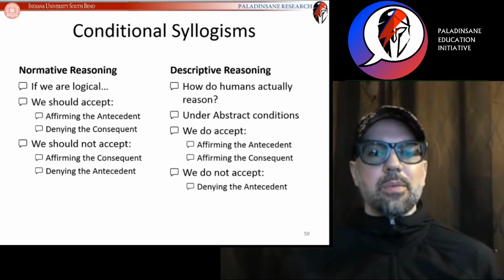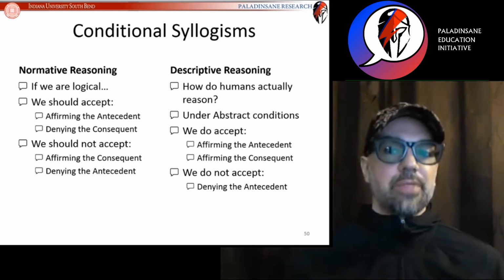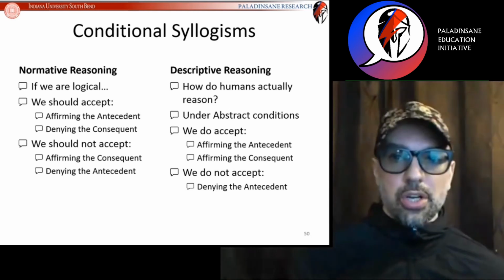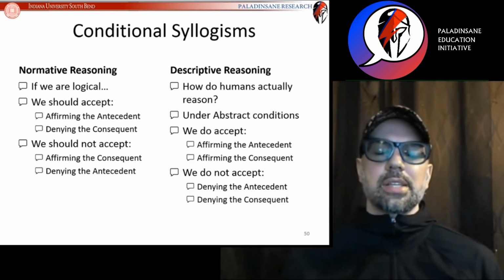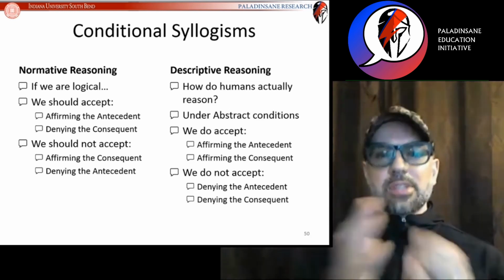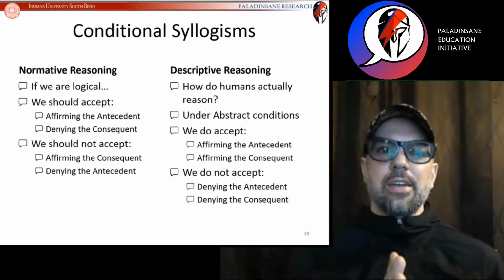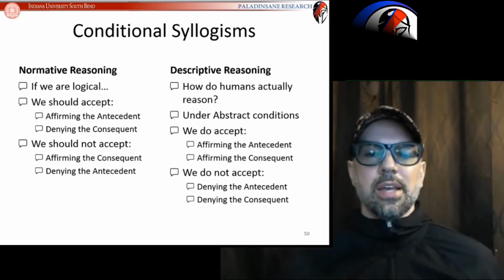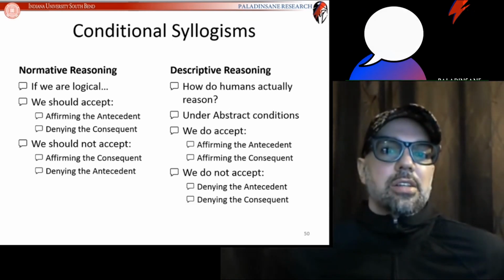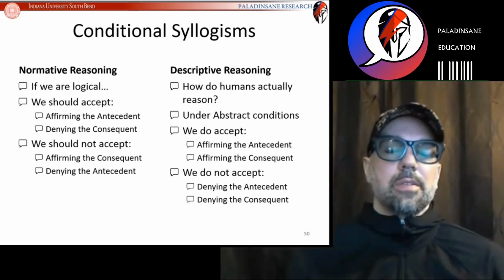What do we not accept? We don't accept denying the antecedent. That's right. That's an invalid argument. We shouldn't. However, we also don't accept denying the consequent, and that's the big difference between descriptive reasoning and normative reasoning for conditional syllogisms. So as cognitive psychologists, we would now ask ourselves, why?